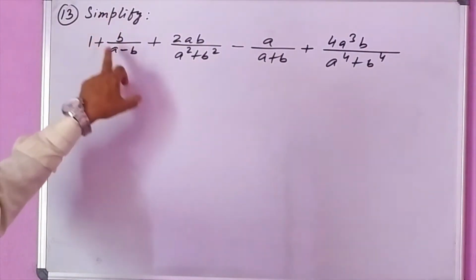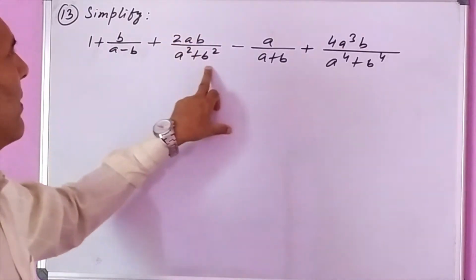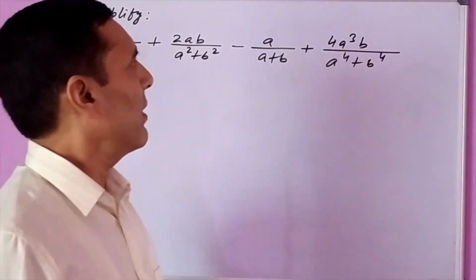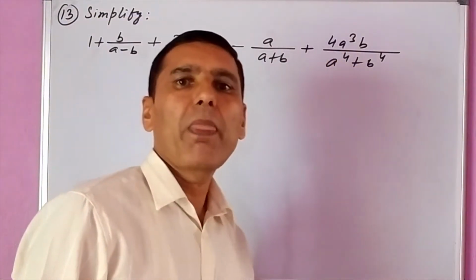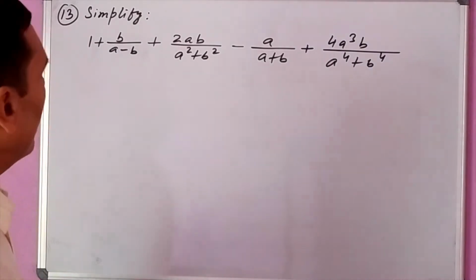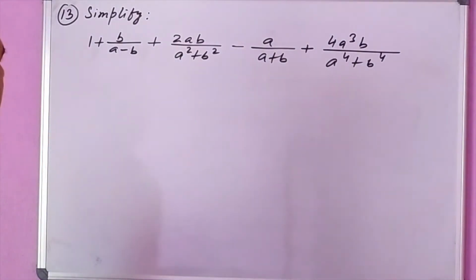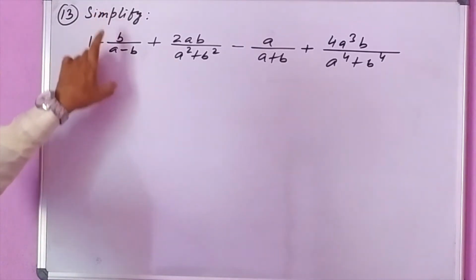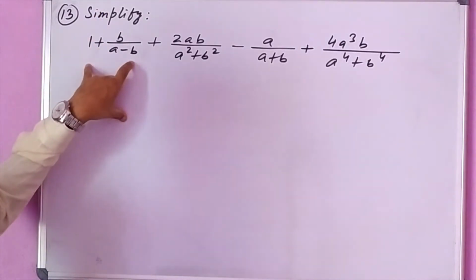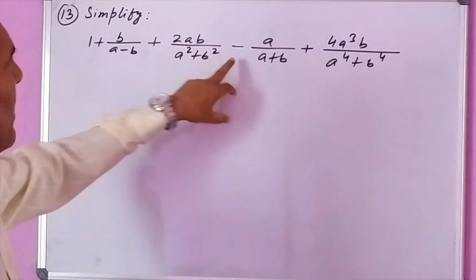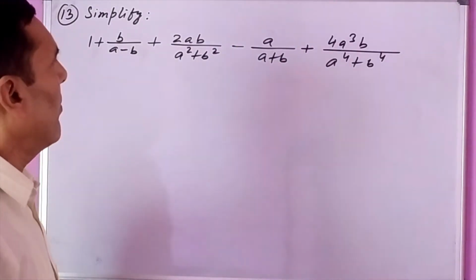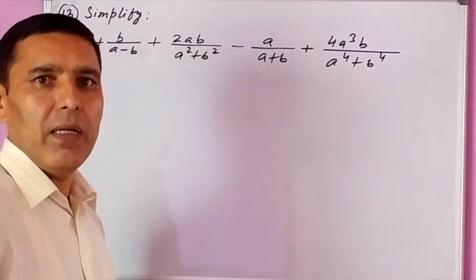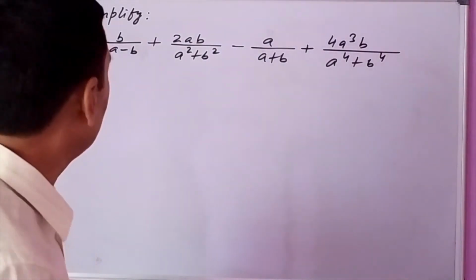1 plus b upon a minus b plus 2ab upon a square plus b square minus a upon a plus b plus 4a cube b upon a power 4 plus b power 4. This is our question. Now here also we take the LCM from the first two terms, 1 plus b upon a minus b, and we combine this with a upon a plus b. Then in this way, turn by turn, we take the LCM.